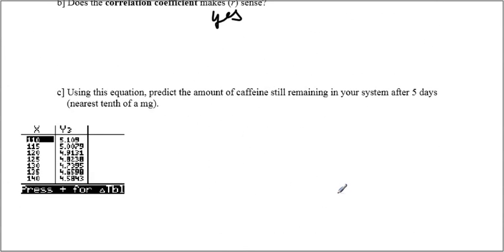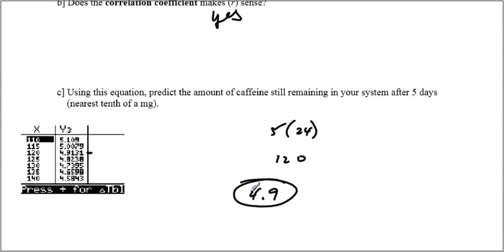And using the equation, predict caffeine after 5 days. Well, 5 days, so just remember it's 5 times 24 hours. So it's 120 hours. It's right there. So we have 4.9. Good.